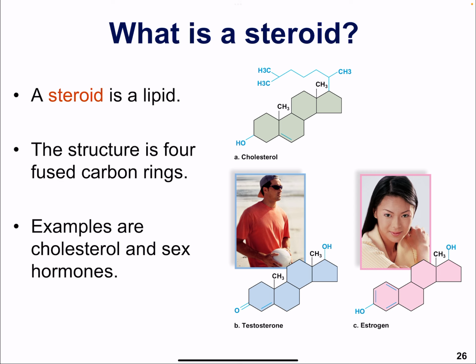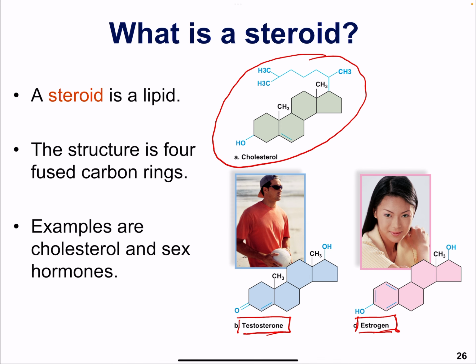The steroids, a very popular steroid that I want you to know of is cholesterol. We have a lot of cholesterol in our body. Cholesterol can be used as raw material for producing other steroids, including testosterone in males and estrogen in females. These are two hormones, right? Testosterone is a hormone that is abundant in males, while estrogen is abundant in females.